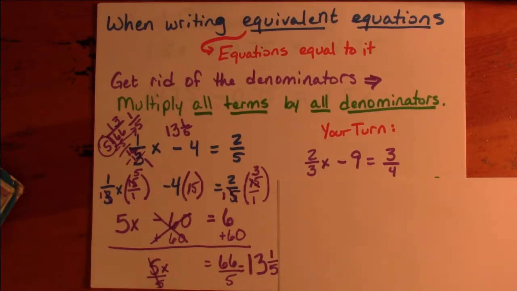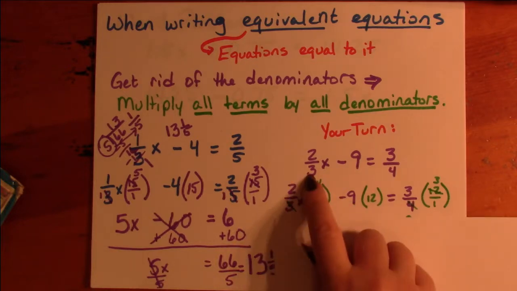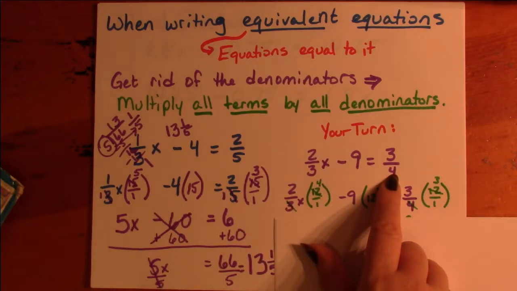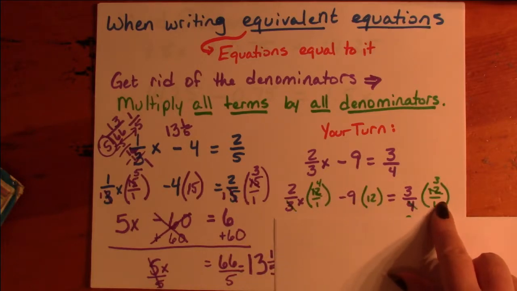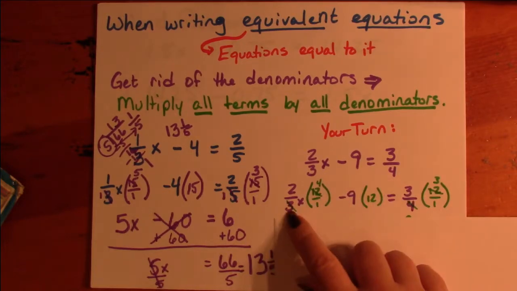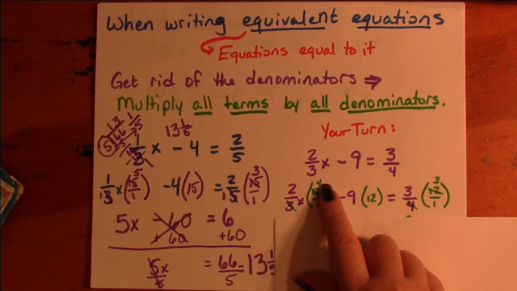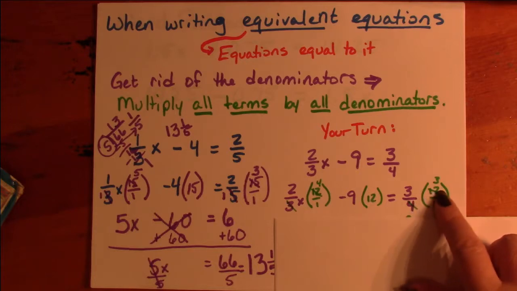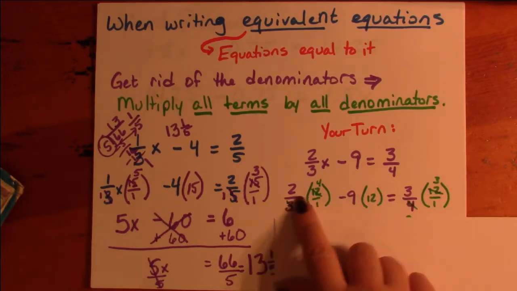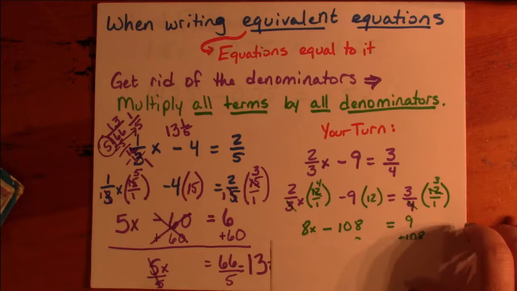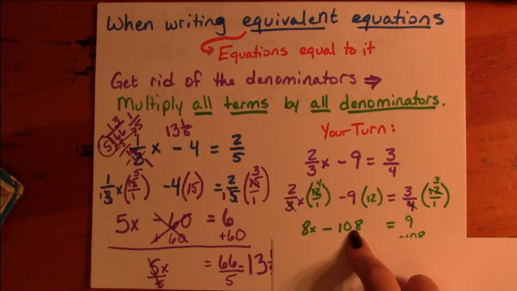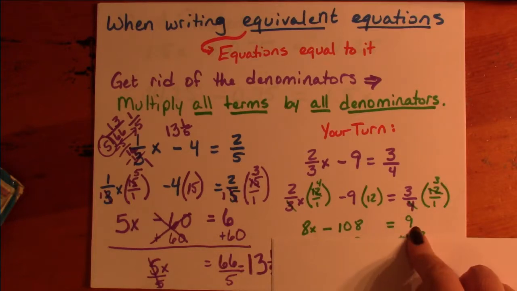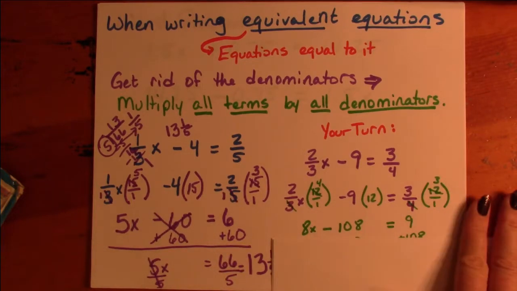All right, so the first thing we did, our denominator is going to be 12, 3 times 4. So I multiply everything by 12. Here, I'm going to take a 3 out of here and a 3 out of here. I'm going to take a 4 out of here and a 4 out of here. 2 times 4 is 8 with my x. 9 times 12 is 108. And 3 times 3 is 9. Now I've got whole numbers.